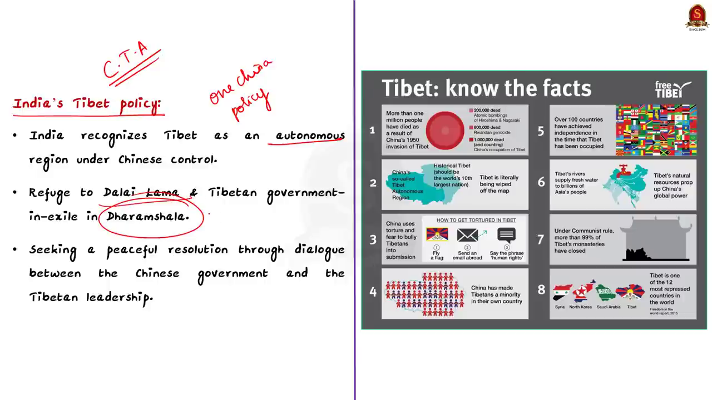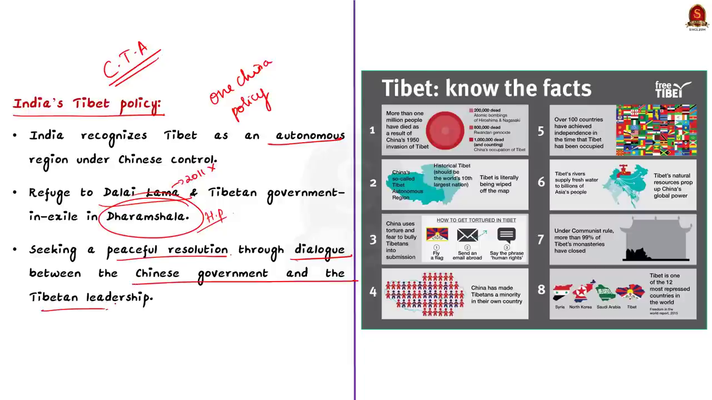Dalai Lama renounced his political authority in 2011, and since then he remains only as a religious head. Dalai Lama continues to promote Tibetan Buddhism and its culture from India, and India supported Tibetan cultural and religious practices, allowing Tibetan monasteries and cultural institutions to thrive in India. So India's support for the Tibetan exile community has been a consistent feature of its Tibet policy. India's position is to seek a peaceful resolution to the Tibet issue through dialogue between the Chinese government and Tibetan leadership.